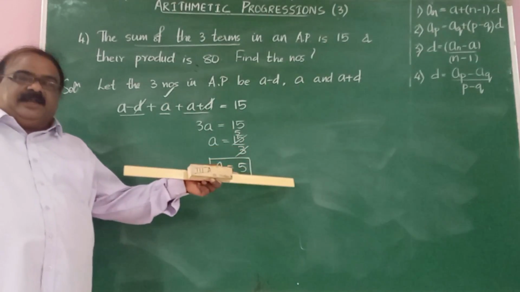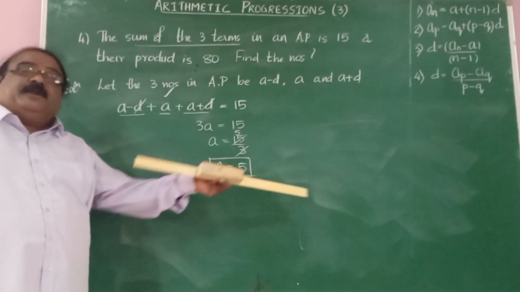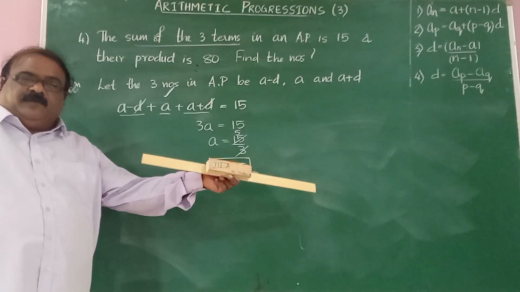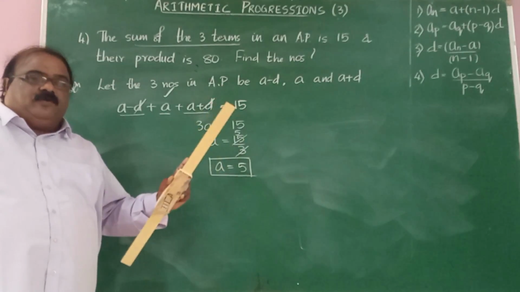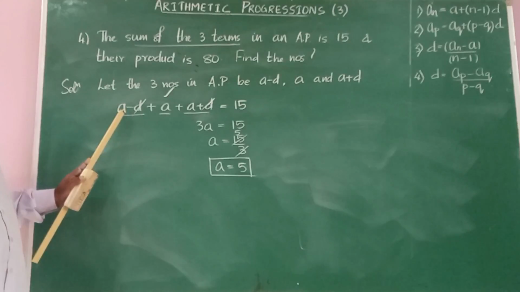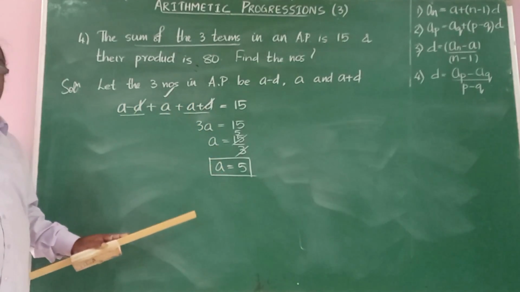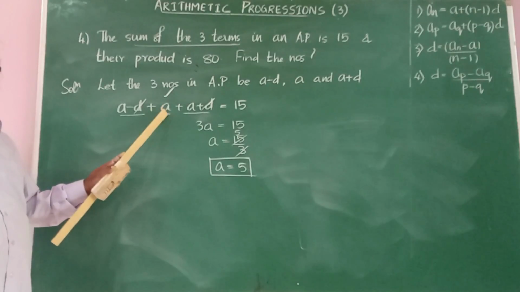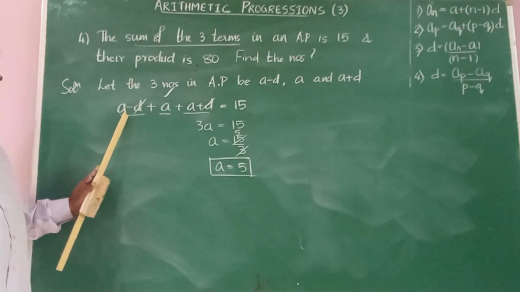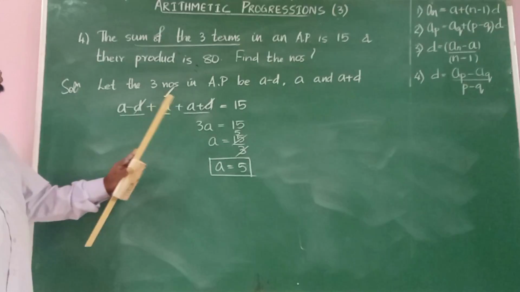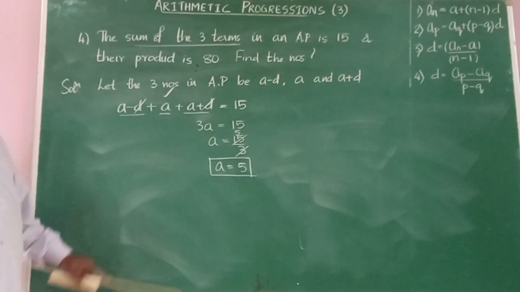If I had taken the typical arithmetic progression, I had an equation a plus d is 5, where I never knew what was a, I never knew what was d. But if I take a minus d, a and a plus d, I get the middle term. a, remember, is not the first term here. Your first term is a minus d, second term is a, third term is a plus d.